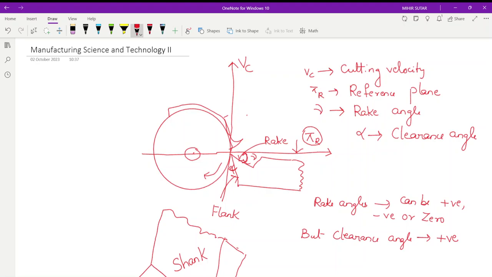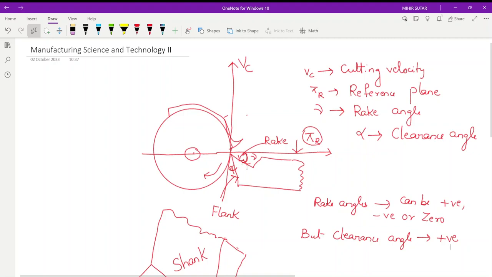So it can never be negative, it can only be positive. But the rake angles can be positive, negative, or zero. So in this figure, you can see that the rake angle is positive. Rake angle is positive means you can see that this rake angle has some value there. So when the rake angle is positive, if you gradually increase the rake angle, what will happen?